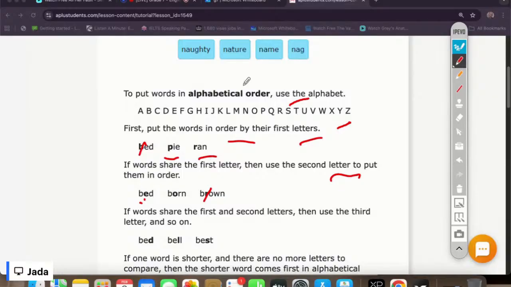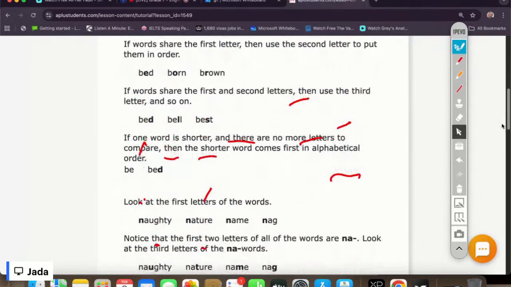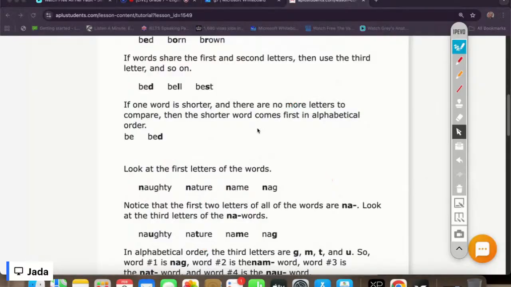And if the words share the first two letters, you have to use the third letter to put them in order, like bed, bus. Okay, and then if one word is shorter and there are no more letters to compare, then you have to use the shorter one first in alphabetical order. So let's say it is shorter and there's no other word to compare. You have to put the shorter one first. Okay.